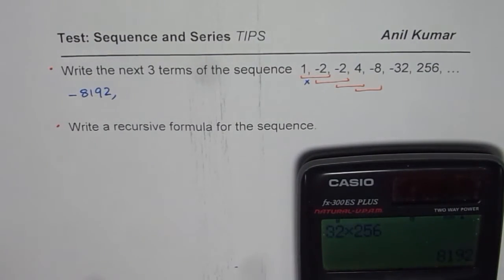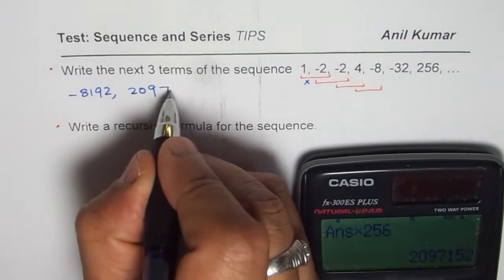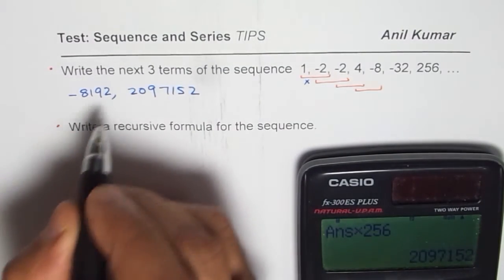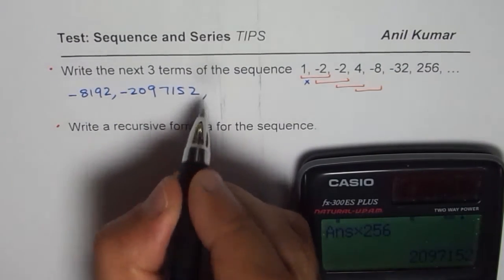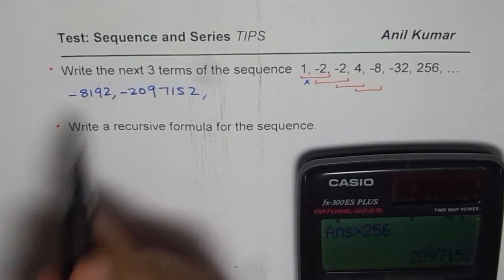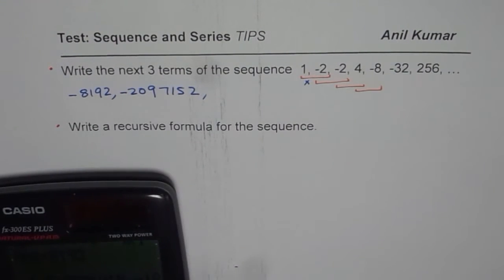Now we need to multiply 8192 by 256. That equals 2097152, and the sign should be negative since we are multiplying a negative with a positive, right? So we get two negatives. Now when we multiply these two negatives, I should get a positive number, which is 2097152 times 8192. That gives us a very big number, which is of the order of 10 to the power of 10.